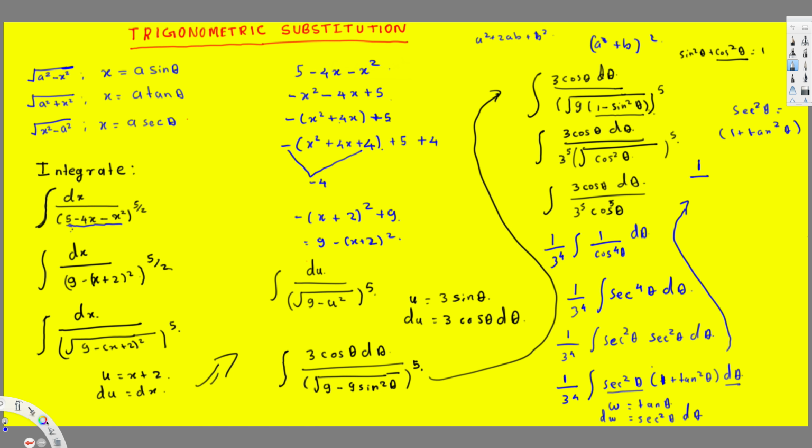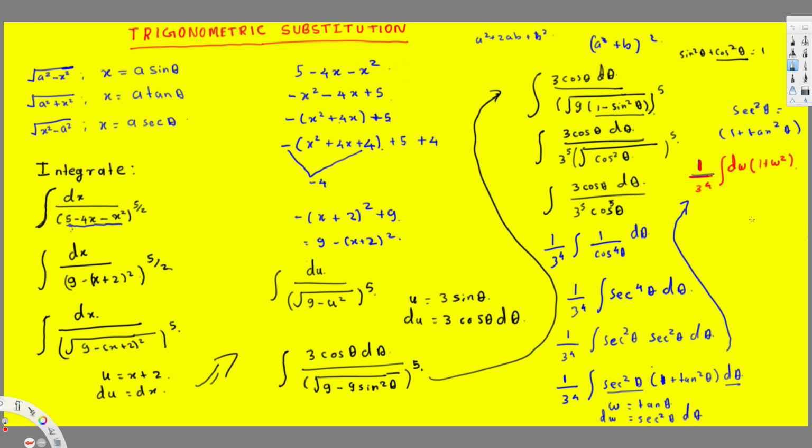Let's see, this one works. 1 over 3 to the power 4, integral of sec square theta d theta. I'm replacing tan theta with w, so this is going to be dw. In the bracket we are going to have 1 plus tan square theta, that's going to be 1 plus w square.